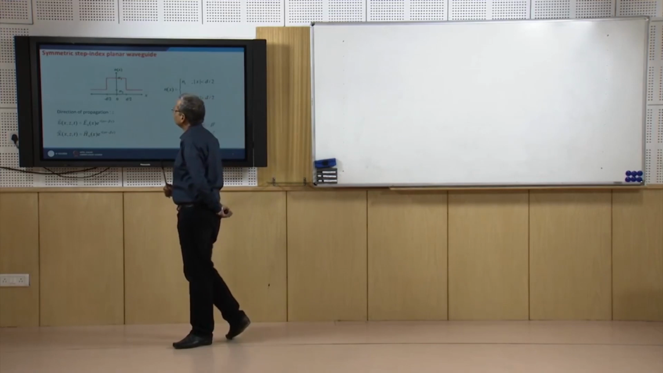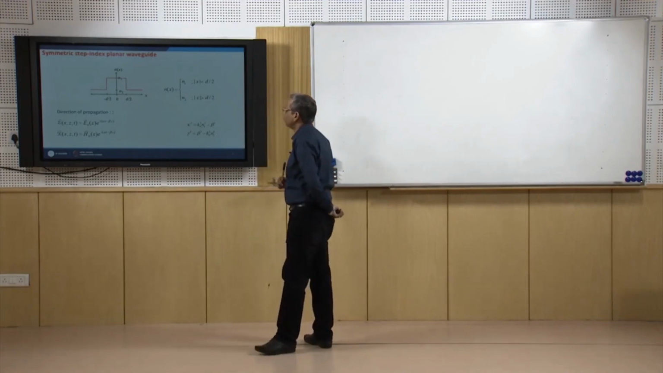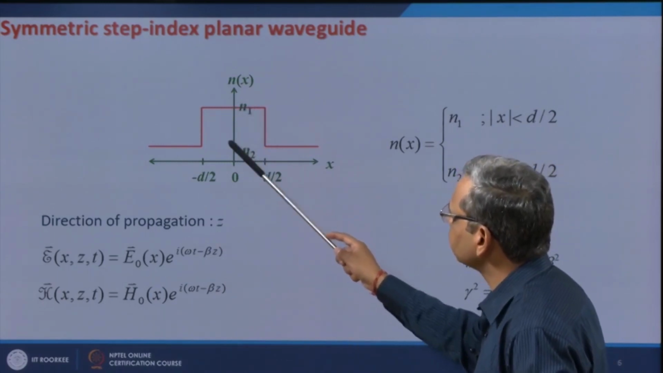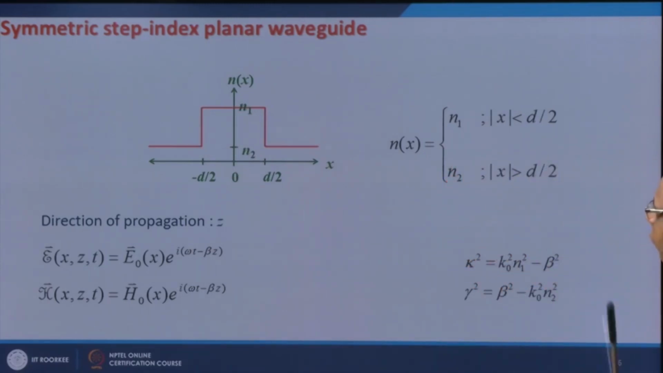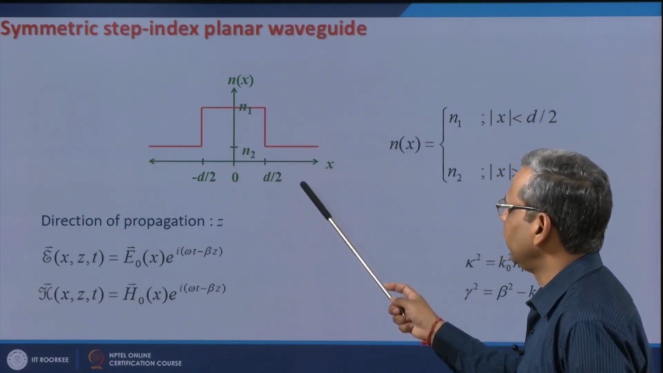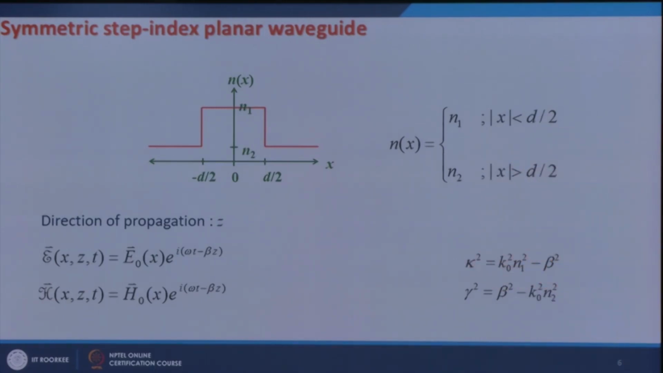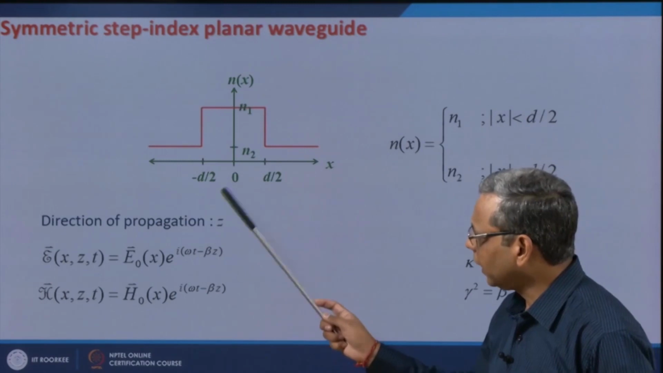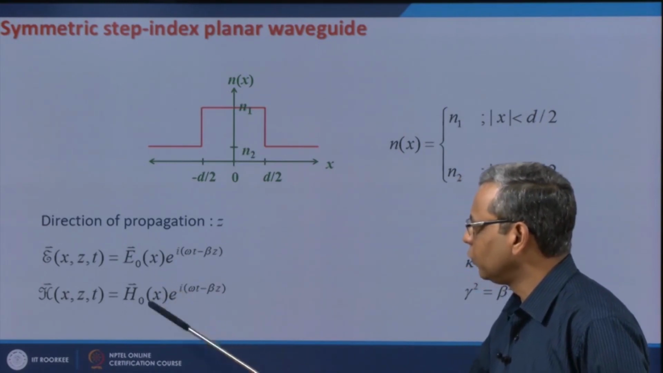Then we consider a symmetric step index planar dielectric waveguide, where the refractive index profile is like this. So, I have a high index layer sandwiched between two lower refractive index layers. The width of the high index layer is d, which extends from x equal to 0 to x equal to d by 2 and to minus d by 2. If the direction of propagation again I consider z, then the electric and magnetic fields associated with the light would be given by this, and now my task is to find out this E0 of x and H0 of x.